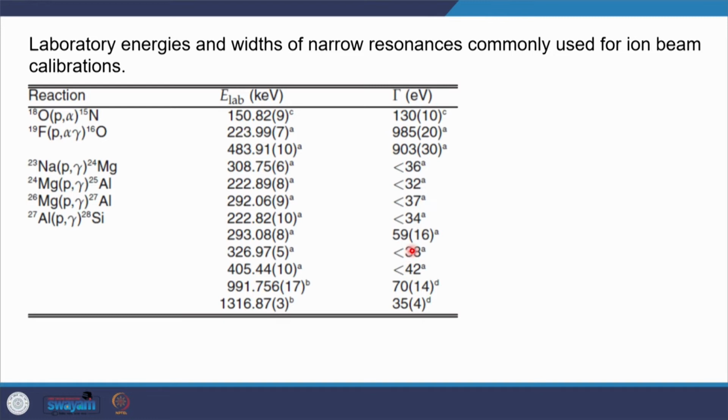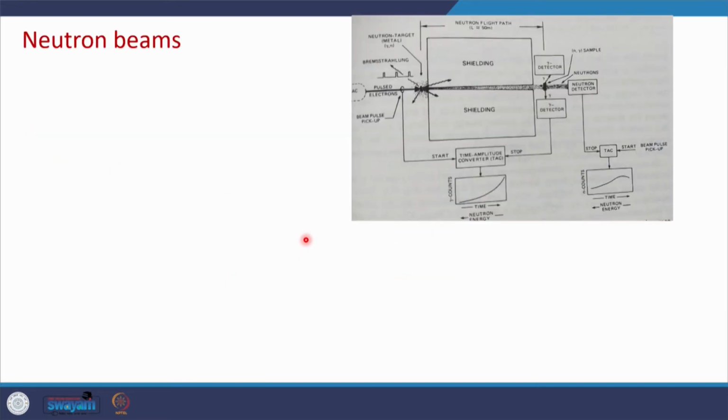So, for the calibration of ion beams, we have to carry out this kind of reactions first, and then you go for the reaction of your interest to study nuclear astrophysics. So, this table shows a compilation of laboratory energies, not center of mass energies, but laboratory energies and widths of the narrow resonances. Now, coming to the neutron beams, earlier I have discussed the charged particle beams. Now, I am discussing the neutron beams.